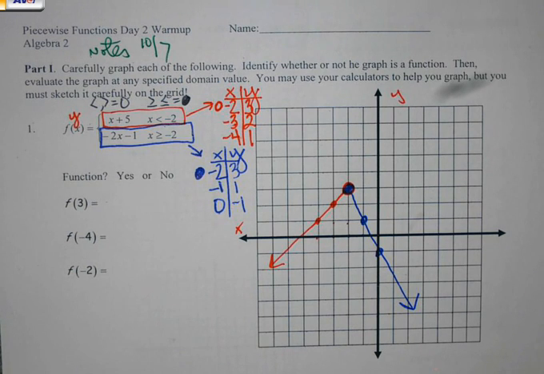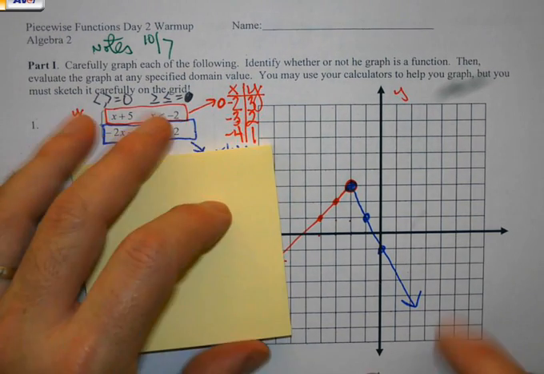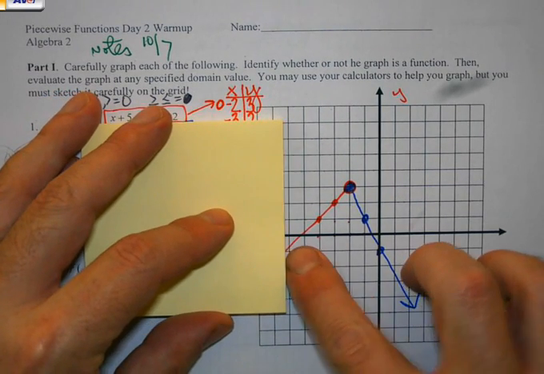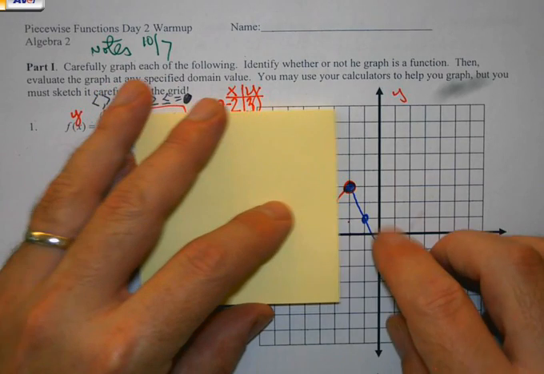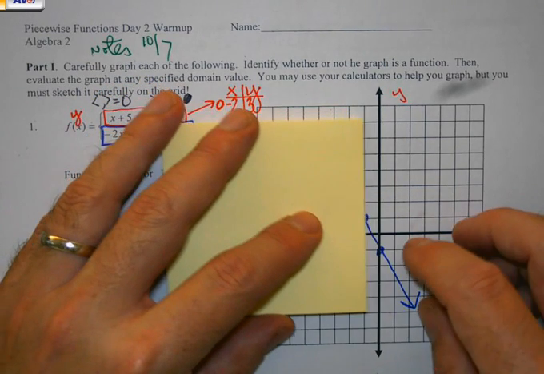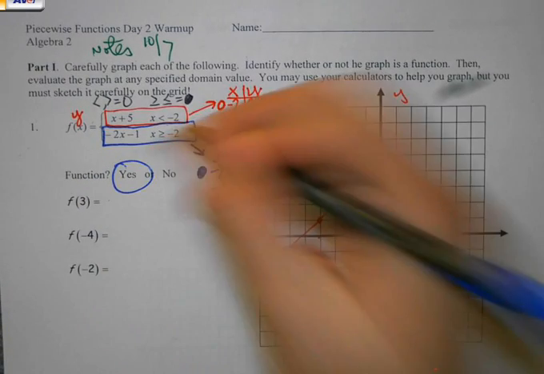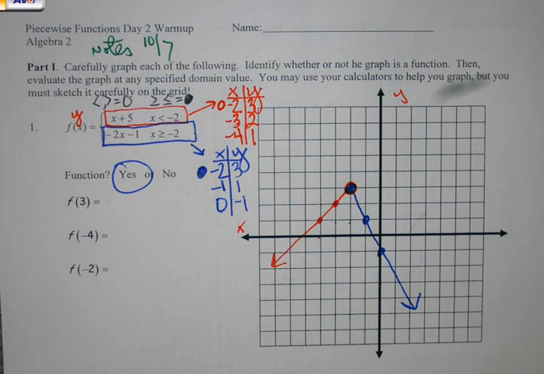Now, typically with these, remember, when it asks if it's a function or not, it's saying, does it pass the vertical line test? If I start rolling through with a vertical line here, does it only pass through one point at each stop? And the answer is yes. Most of the time, our piecewises are going to be yeses, unless it's a very strange situation.